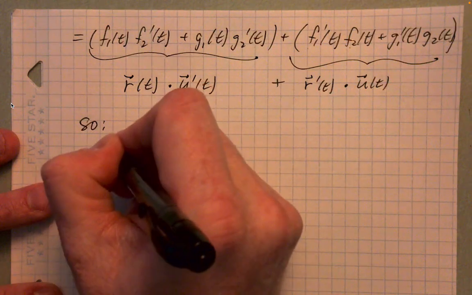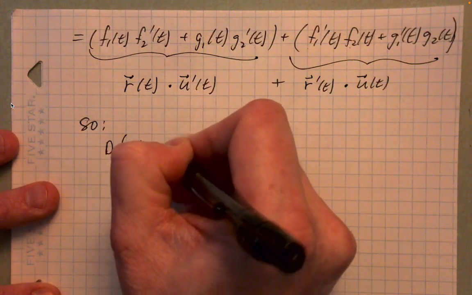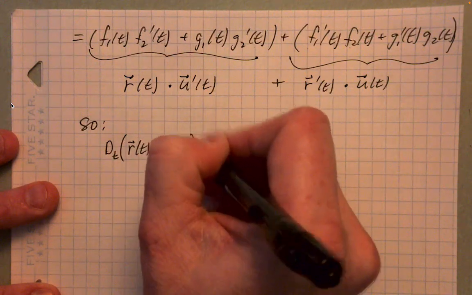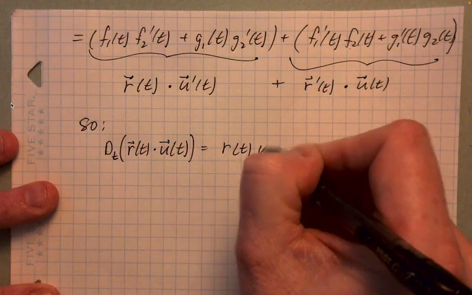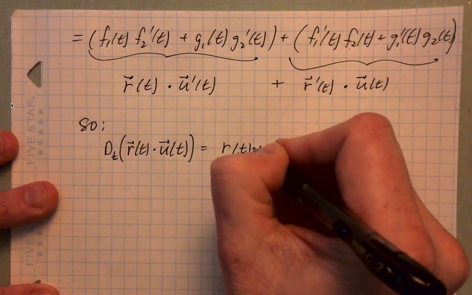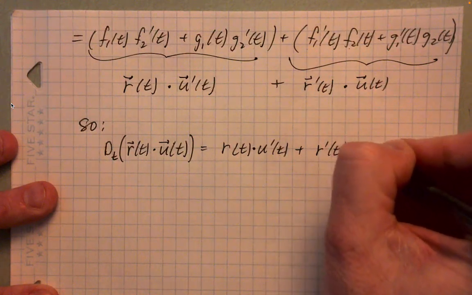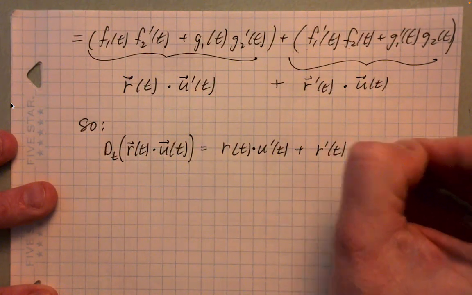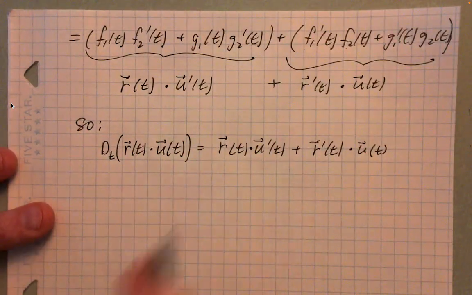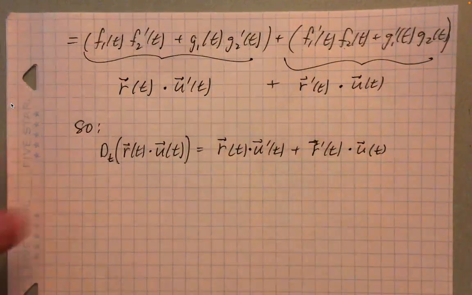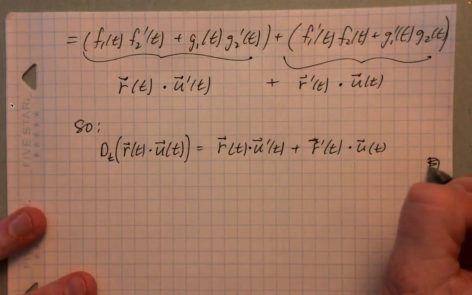Right, the derivative of r of t dotted with u of t is just equal to r of t dotted with u prime of t plus r prime of t dotted with u of t. These are all vectors, of course. It gets a little tiring writing the vector symbol all the time, but you have to, I guess. Okay, so that's the simple proof of 4.